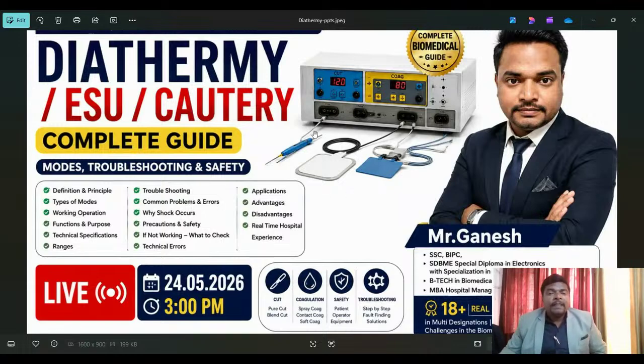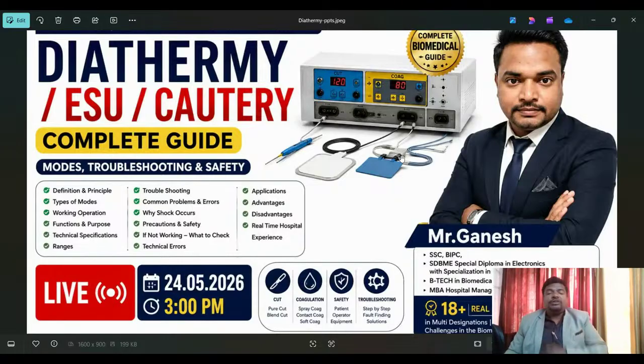I hope I will give valuable information about the diathermy, ESU and CAUTERY. For this purpose, this is the diathermy. I have attached the picture here. See here, complete biomedical guide, and here diathermy. Different diathermies are available in the market. We cannot name any companies, because we should keep our job and confidentiality. What I'm explaining is social awareness that we can express, because every biomedical engineer should know all these things.